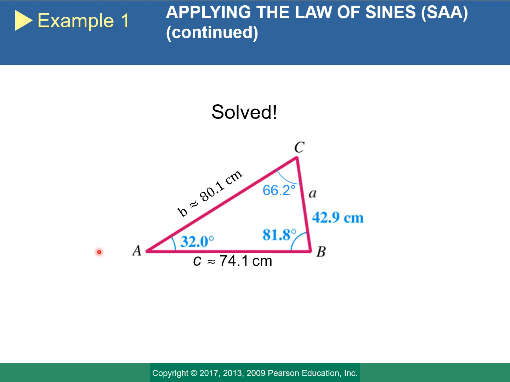Now, this is going to come up a little bit later, but things should line up, and what I mean by that is, your smallest angle here is 32 degrees. That should be across from your smallest side, which was 42.9, which, yes, that was the smallest side. Your biggest angle, in this case it was 81.8, should be across from the biggest side, which it is, 80.1. And so that's a good way to check. Just make sure everything is lined up. Smallest angle is across from the smallest side, biggest angle is across from the biggest side, and then by default, the medium angle is across from the medium side.